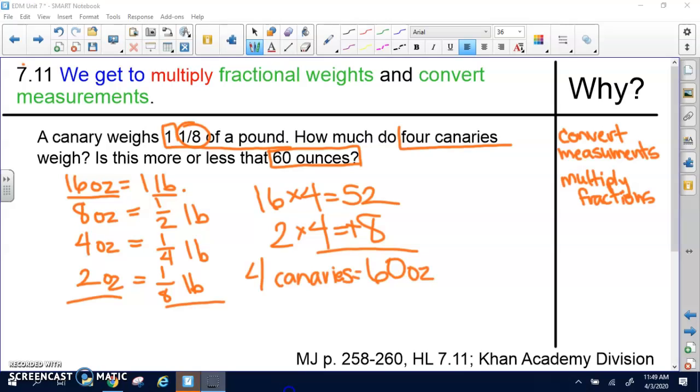And then I have to make that comparison to 60 ounces. Is it more or less? Well, it turns out that 60 ounces is equal to 60 ounces. Excellent. So use that conversion chart at the front of your math journal page for pounds and ounces to do number 1 on page 258. And having those tables will help you to solve the rest of the problems on 258 and 259.